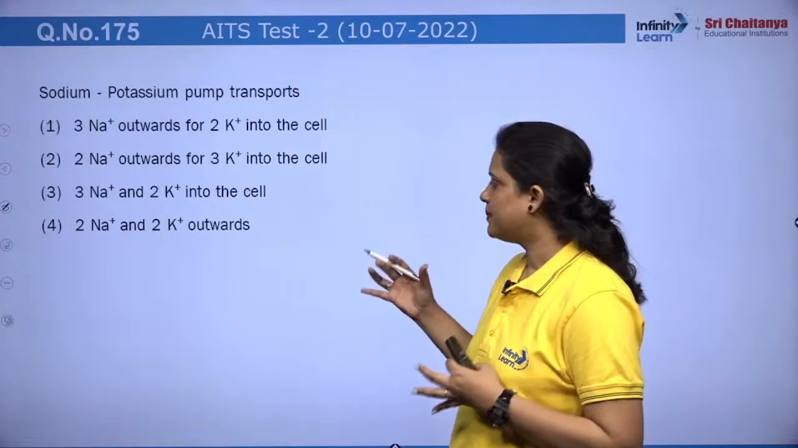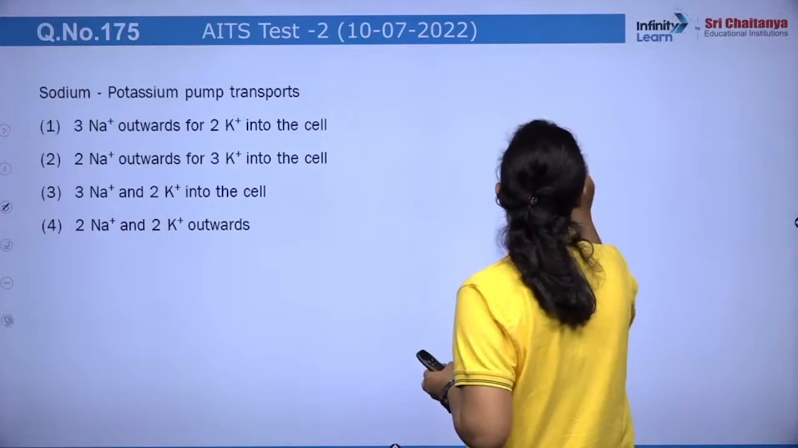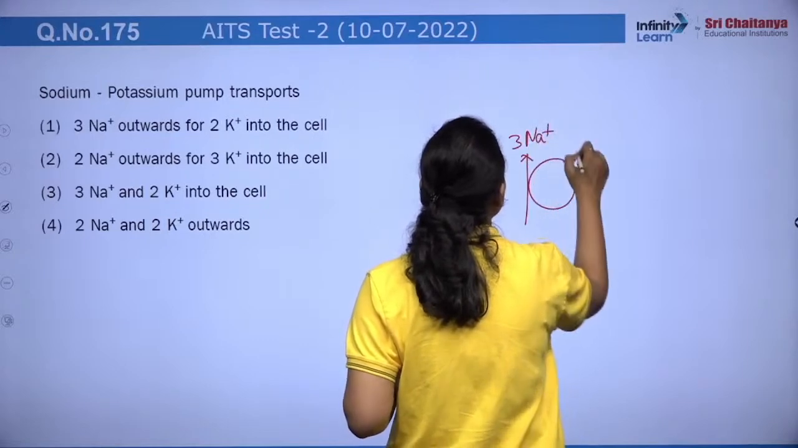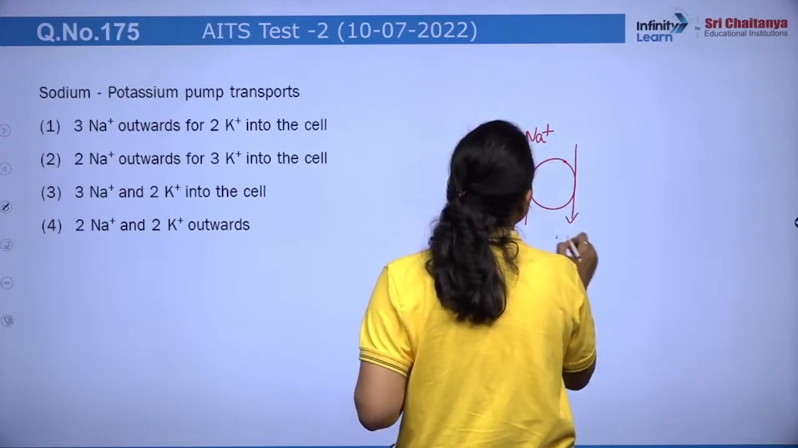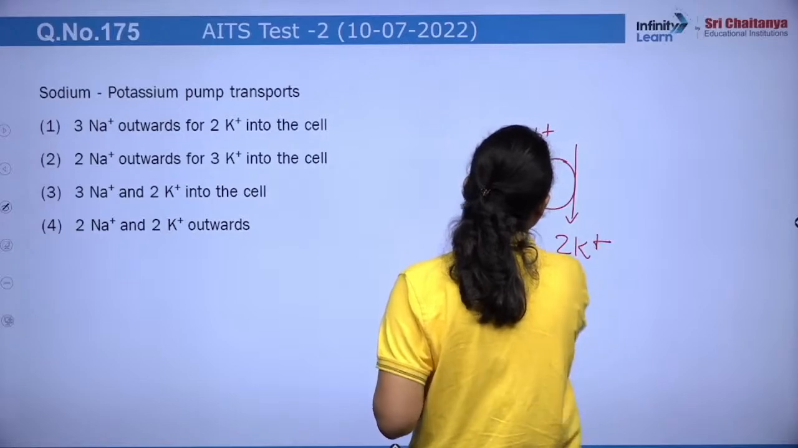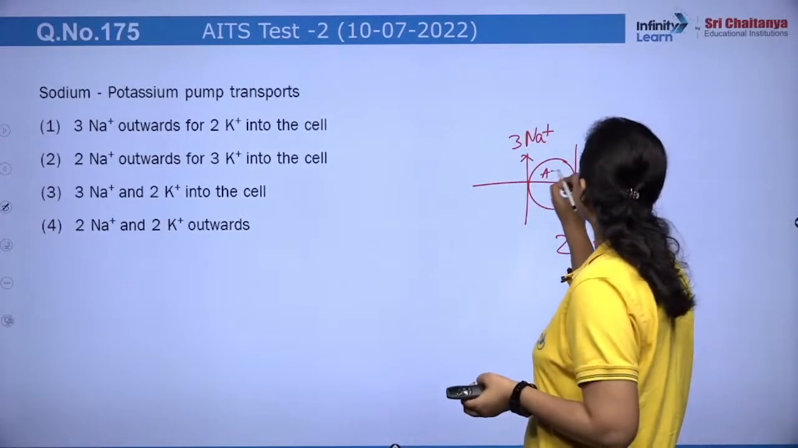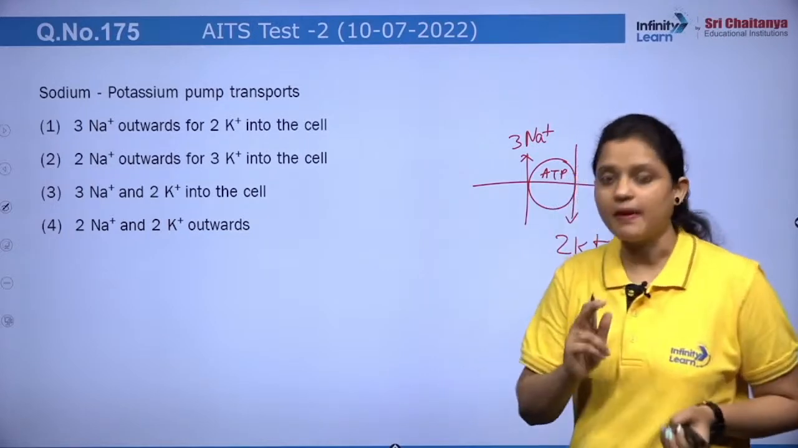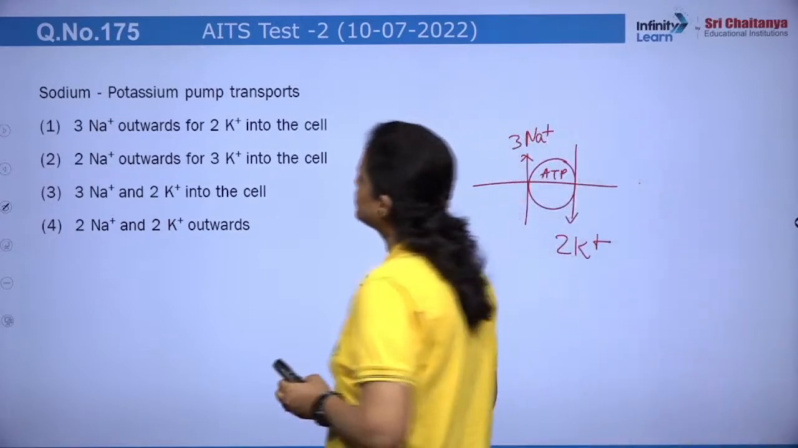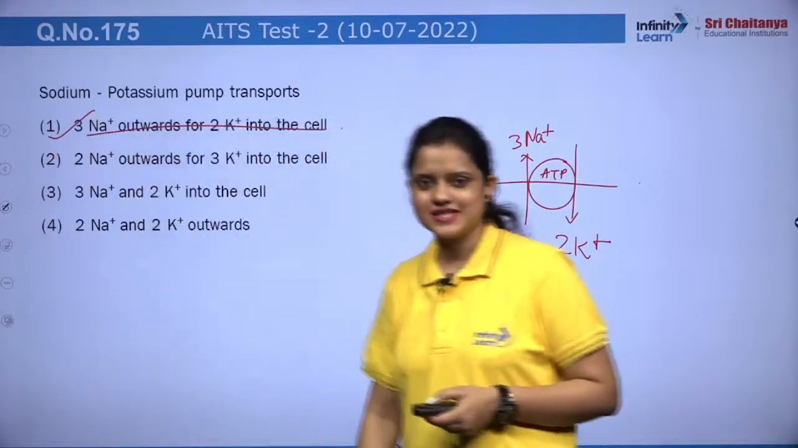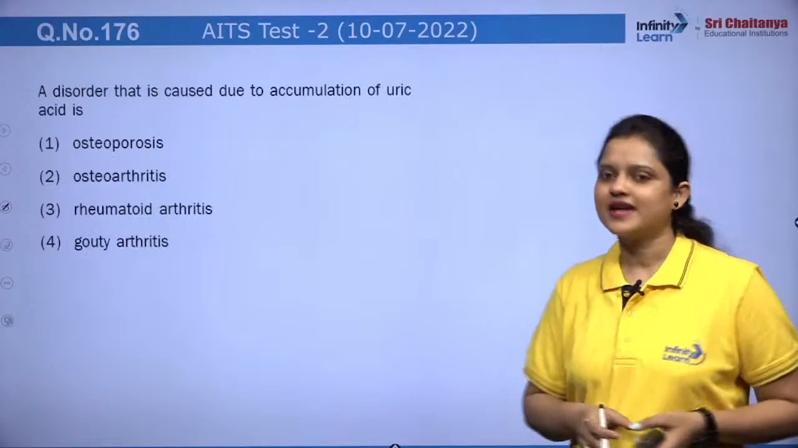Sodium potassium pump. The sodium potassium pump will throw 3 sodium outside and 2 potassium inside the membrane with the help of ATP. That's why it is known as a pump. So the correct option will be 3 sodium outward and 2 potassium into the cell. Let's move on to our next question.